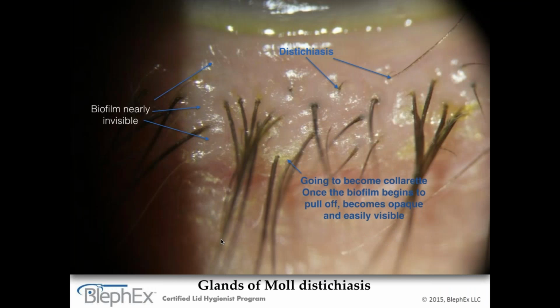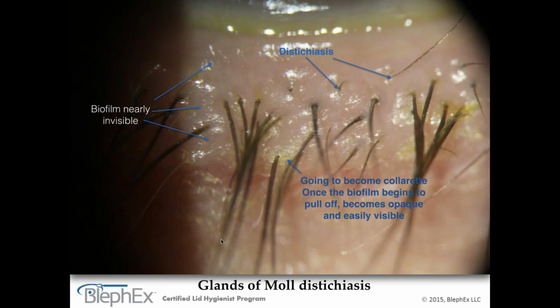This right here is a good slide that shows you this mattering. This is biofilm right there, that kind of yellowish scaliness that has been pulled off of the lid margin and oxidized. When it's tightly adherent on the lid margin, it's nearly invisible. You can kind of see it with a little bit of staining, and you can kind of see it as a sort of crinkly fixture on the lid margin. But once it oxidizes, it is absolutely visible.